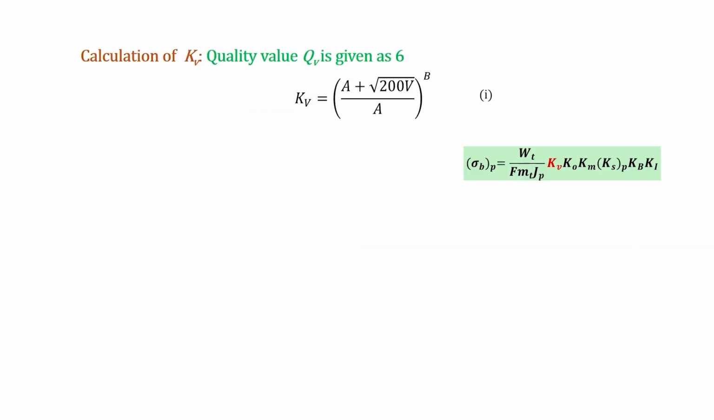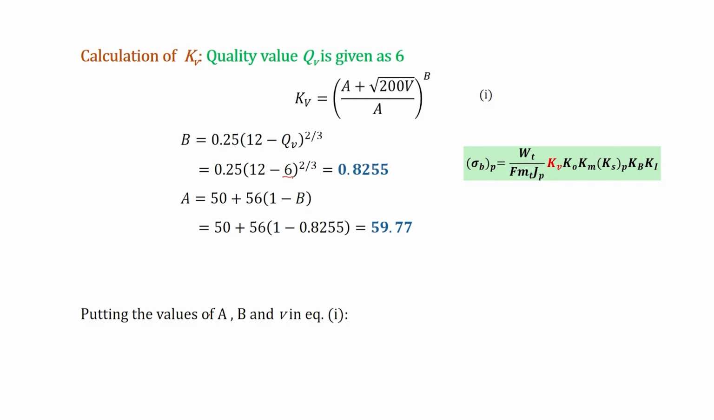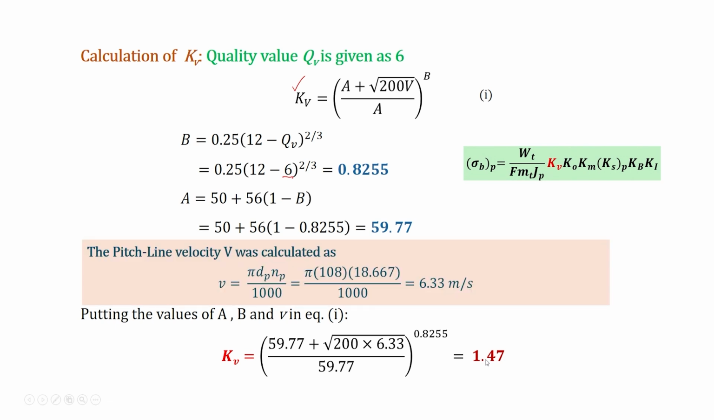Therefore, to get the velocity factor Kv, we first determined the value of B by using the quality value Qv equal to 6, and then A by substituting B in this place, and we got A as 59.77. Putting the values of A, B and pitch line velocity in this equation of Kv, we get the value of Kv, the velocity factor, as 1.47. The pitch line velocity was calculated earlier and it was 6.33 meter per second.